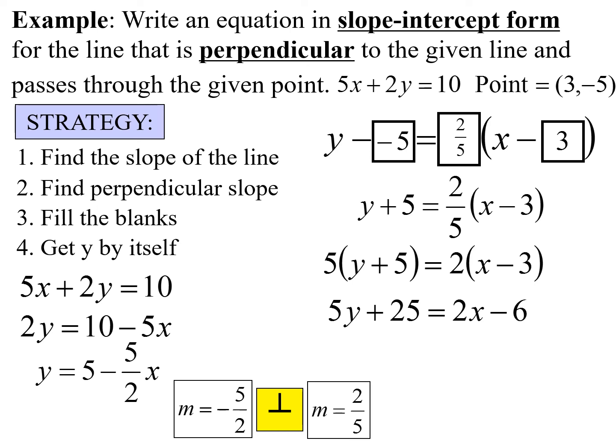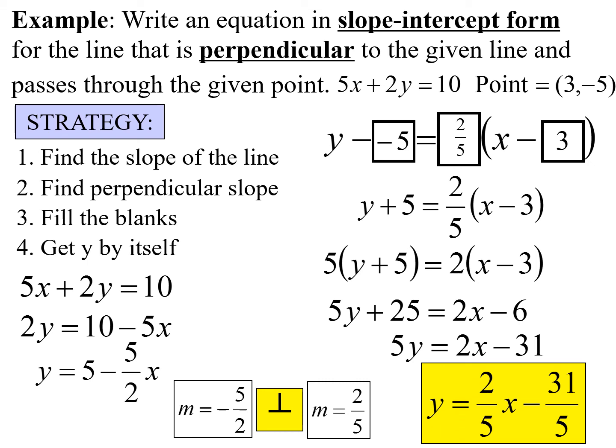In order to find slope-intercept form, I need to get y by itself. So I'm going to subtract 25 from both sides, and we get 5y is equal to 2x minus 31. Then I'm going to divide everything by 5, and I get y is equal to 2 over 5 x minus 31 over 5.